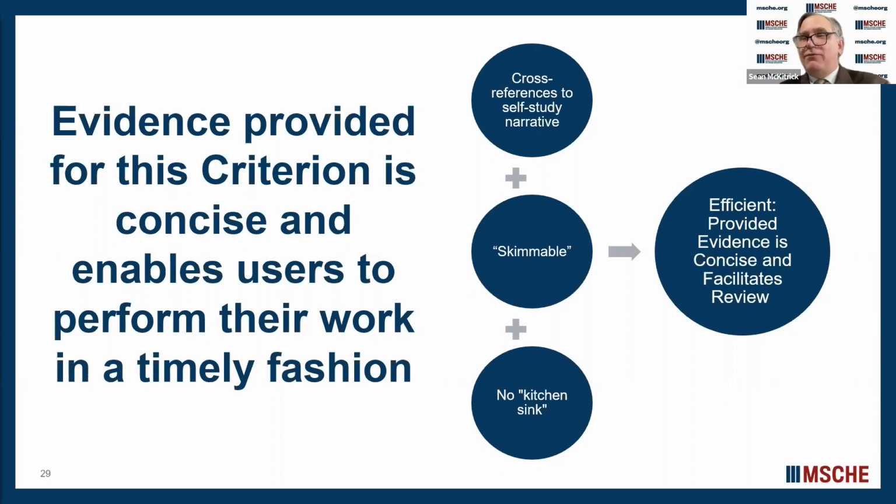Documents found in the evidence inventory should generally relate or cross-reference to the self-study narrative, and this should be checked often to ensure that the evidence inventory facilitates review. Documents included in the evidence inventory might contain titles that are either referenced in the self-study narrative or mapped to the standards in their criteria. Evidence should be so organized that users can easily see the relevance of each document to commission and other regulatory expectations, a concept known as skimmability.